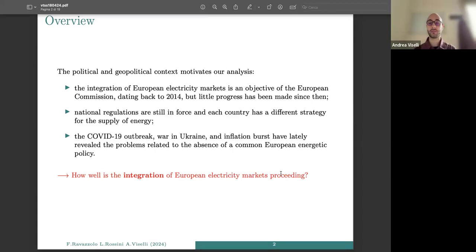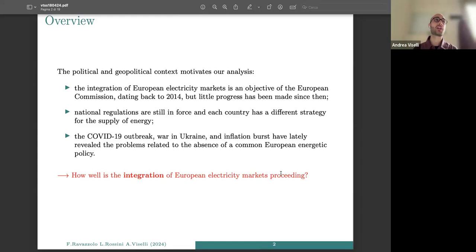There has been a lot of turmoil recently concerning the war in Ukraine and COVID, and everybody knows that a large increase in the price of gas happened after the outbreak of the war in Ukraine. This surge in prices has only lightly revealed the absence of a common European energy policy. The integration of European electricity markets has been an objective of the European Commission since 2014, but little progress has been made since then, and there are still national regulations in force.